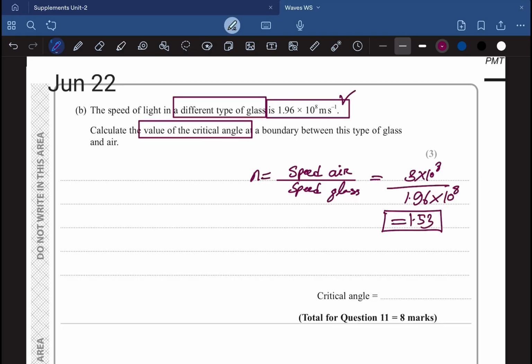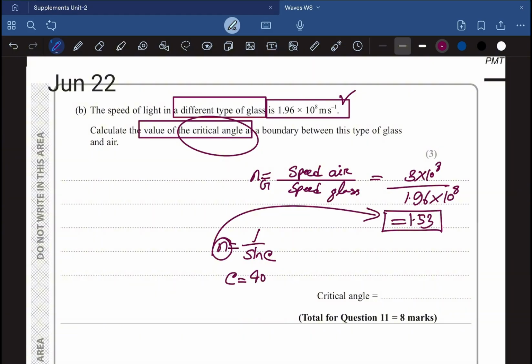Now as we have got the refractive index of glass, we can use that to figure out the value of the critical angle. We can use the formula n is equal to 1 divided by sine c, and we know this n is going to be this value, right? So our c is going to be 40.8 degrees.